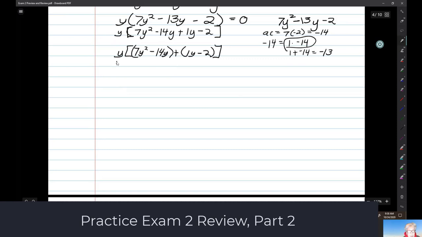Now, I use the usual grouping method of factoring out a GCF and factoring out a GCF. So 7 goes into both of these terms and y goes into both of these terms. So 7y will be my GCF here. And I will have 2y left here. No, I won't. I lied. I will have 1y left.